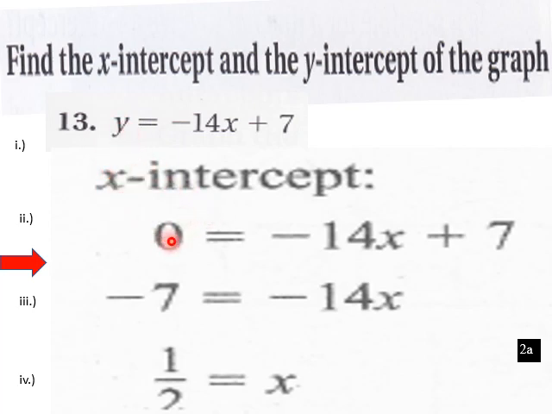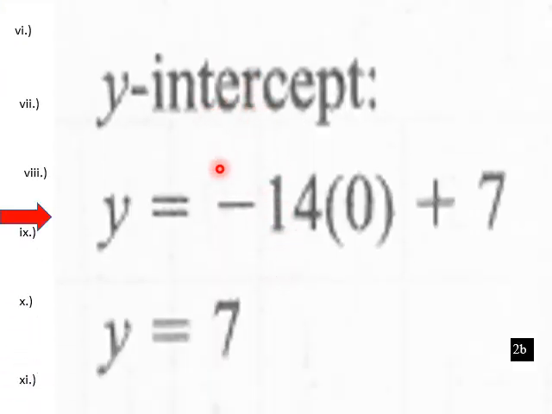When y equals 0, we have 0 equals -14x plus 7, and we're going to solve for x. We subtract 7 from both sides, and then we divide through by -14, and we get 1/2 equals x. So there's our x-intercept right there. We make y equal 0, then we solve for x. Then our y-intercept is when we make x equal 0, so we solve for y now. We got y equals 7.